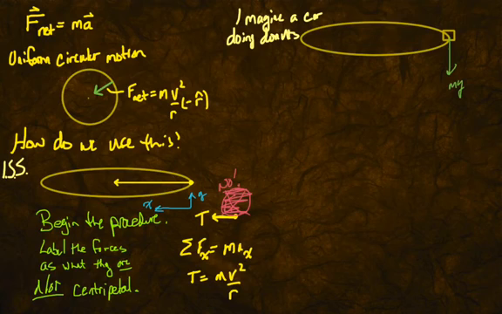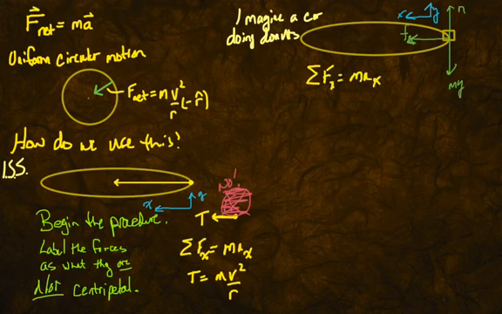So we have gravity acting on it, and if there's gravity, there's going to be normal force. But then there's also going to be a force pushing it towards the center, and it is friction. That is what's keeping the car traveling in a circle: the friction force between the road and the tires.